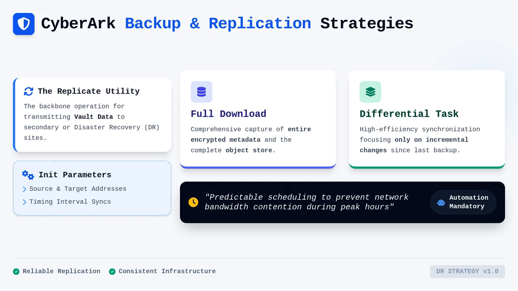We categorize these tasks into full or differential downloads, where a full backup captures the entire encrypted metadata and object store, while differential tasks focus only on incremental changes. Establishing a predictable schedule for these tasks is essential to avoid competing for network bandwidth during peak production hours. Automation, in this context, is not merely a convenience, but a mandatory requirement for maintaining a consistent state across replicated infrastructure.